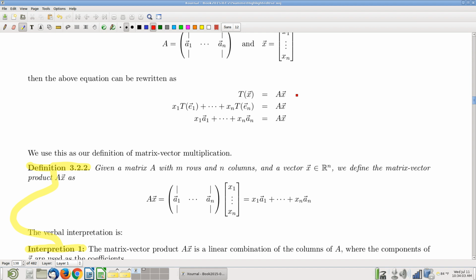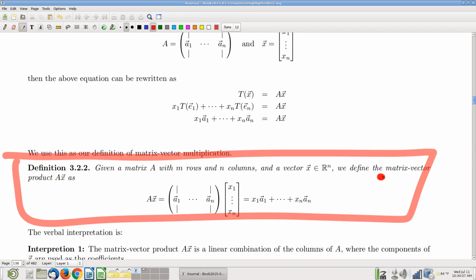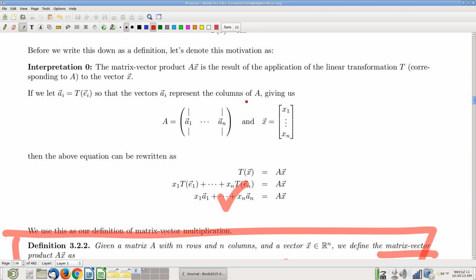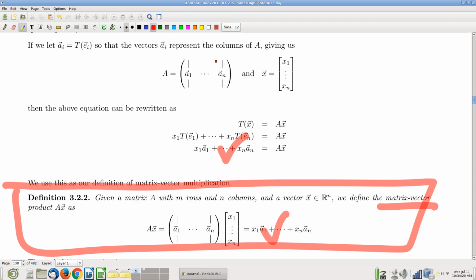So this gives me what I'm going to call my definition here. This definition of matrix vector multiplication. It's just this formula that we just derived, which comes out of, it's an immediate consequence of, hey, matrices are shorthands for linear transformations. Therefore, I have to make this choice effectively.